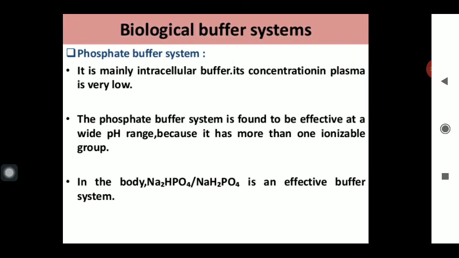In our normal life, these buffer solutions play a very important role. A very simple example: I have told you earlier, it is mainly an intracellular buffer and its concentration in plasma is very low. The phosphate buffer system is found to be effective at a wide pH range because it has more than one ionizable group. In the body, Na2HPO4 and NaH2PO4 is the effective buffer system, which is responsible for maintaining the blood pH.